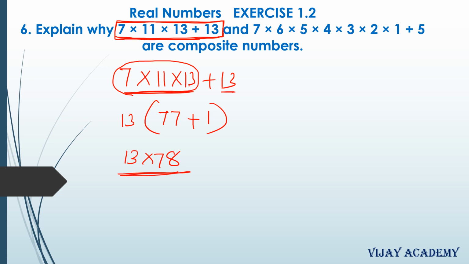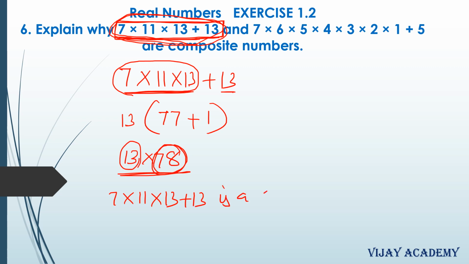So this particular number is divisible by 13 as well as 78, and we know that every number is divisible by 1 also. So from this we got to know that this particular number 7 into 11 into 13 plus 13 is divisible by more than 2 numbers. That means it has more than 2 factors, that is 13, 78 and 1 also. So we can directly write that 7 into 11 into 13 plus 13 is a composite number. For the other number also you must do the same method. Please try that by yourself.